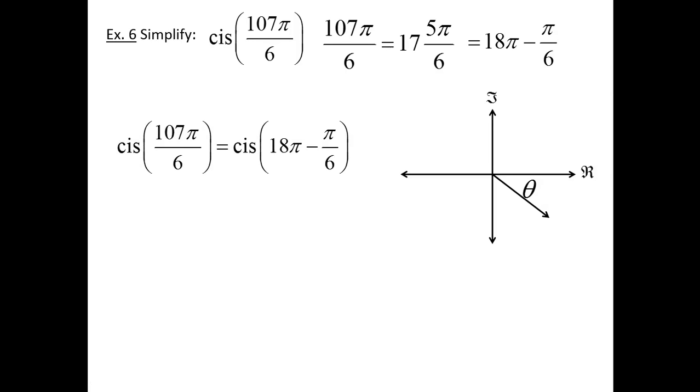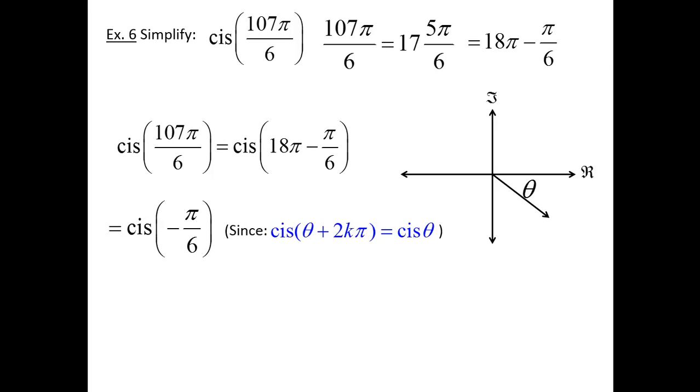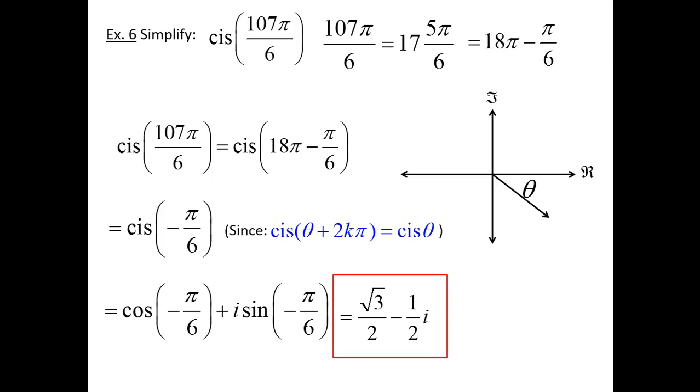Well, that property said that cis of theta plus 2k pi is just equal to cis of theta. So if we drop that 18 pi, we're left with cis of negative pi over 6. And then expanding that, we get this in Cartesian form.